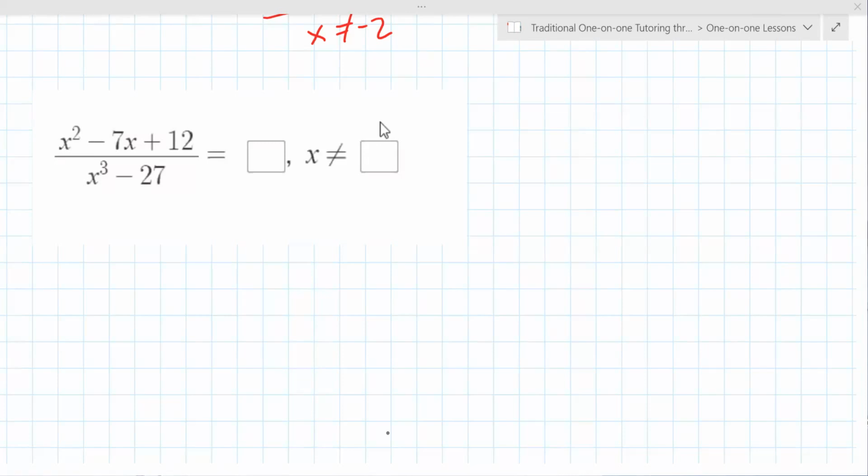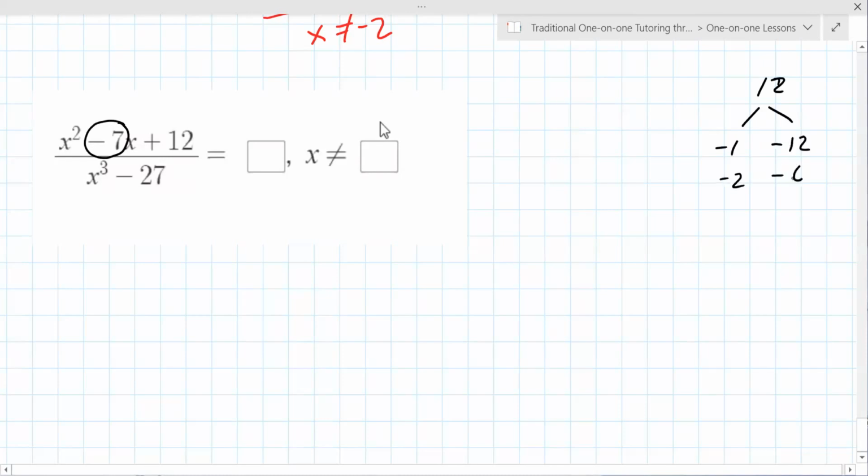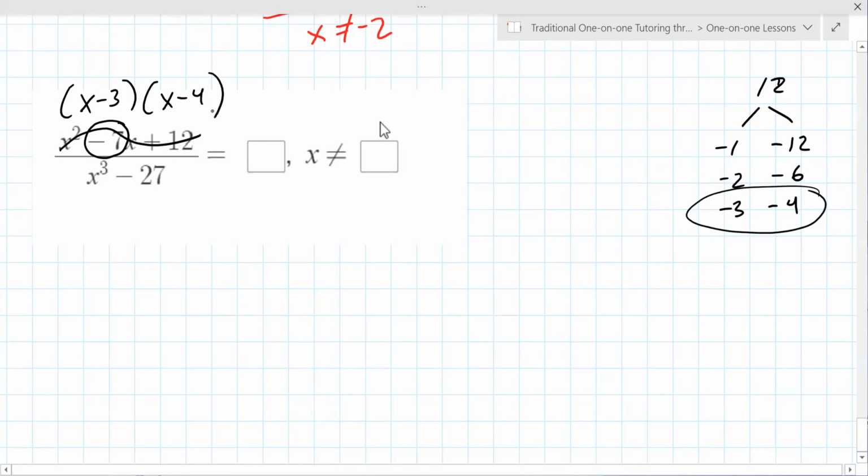So the top one here, you're trying to find two numbers that multiply to 12 but add up to negative 7. Because it's negative, they both need to be negative this time. And these are the possible pairs. Do any of these add up to negative 7? Well, the last one does. So this is x minus 3, x minus 4.